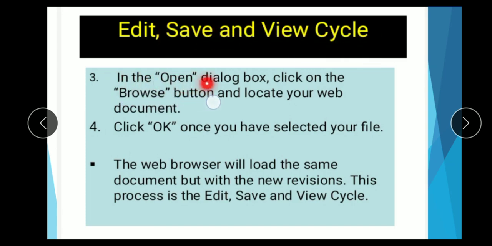Third, in the open dialog box, click on the browse button and locate your web document. Step 4, click OK once you have selected your file. The web browser will load the same document but with the new revisions. This process is the edit, save and view cycle. Means when you create your document in Notepad, then you can view it through these steps on a browser.